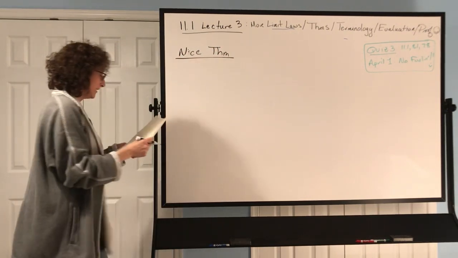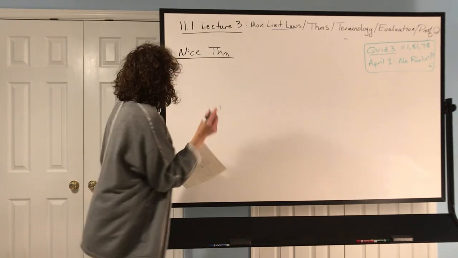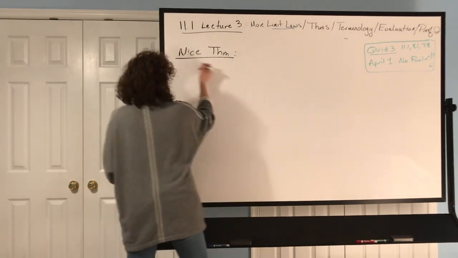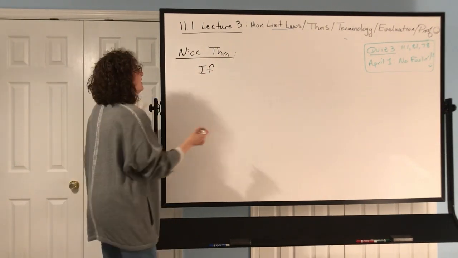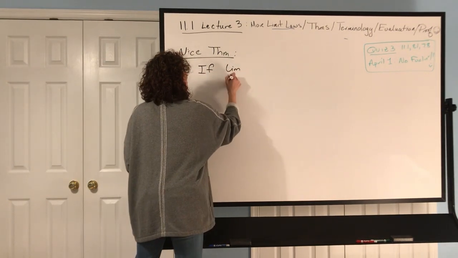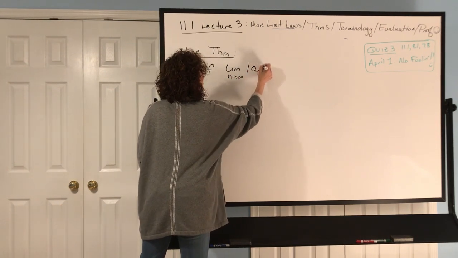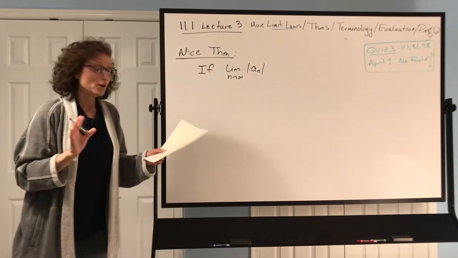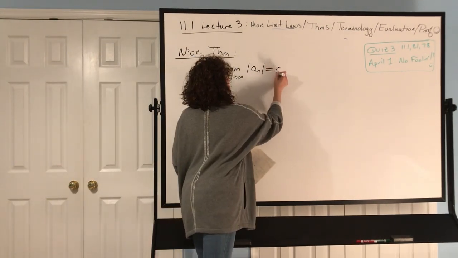A very nice theorem. And what does this theorem say? This theorem says, that's not the actual name of it, but it's going to be real nice for us. It says if the limit as n goes to infinity of the absolute value of a_n, and I know you guys are like, oh no, not absolute value, but it's okay. This is going to help you. This theorem is going to make you happy, right?